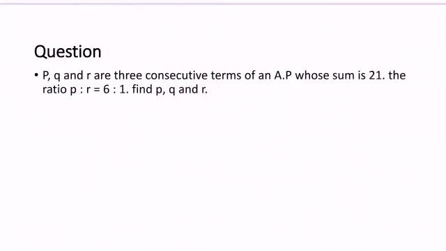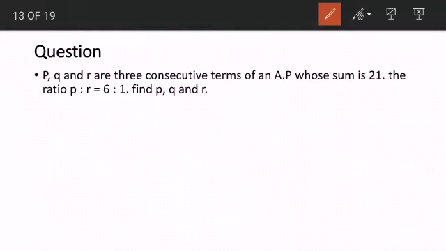A question here. We're given that P, Q, and R are three consecutive terms of an AP whose sum is 21, and the ratio P to R is 6:1. Find P, Q, R. Now the first statement made there is that P, Q, and R are three consecutive terms. Since they are consecutive terms, we can infer that Q, which is the one at the center, is equal to P plus R all over 2. That's already an equation. We can call that equation 1.